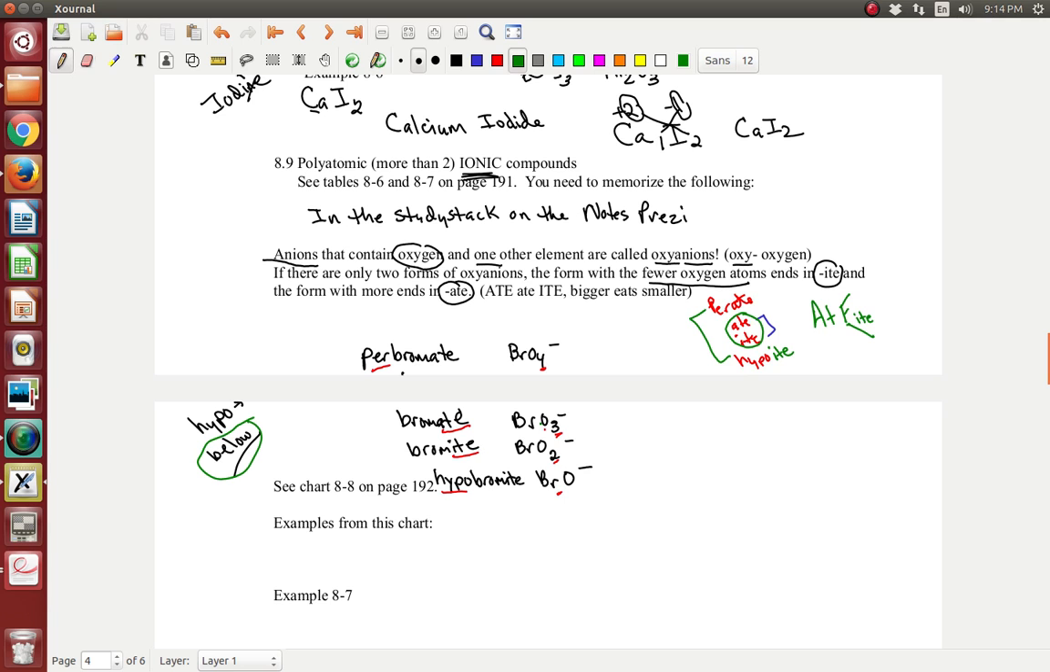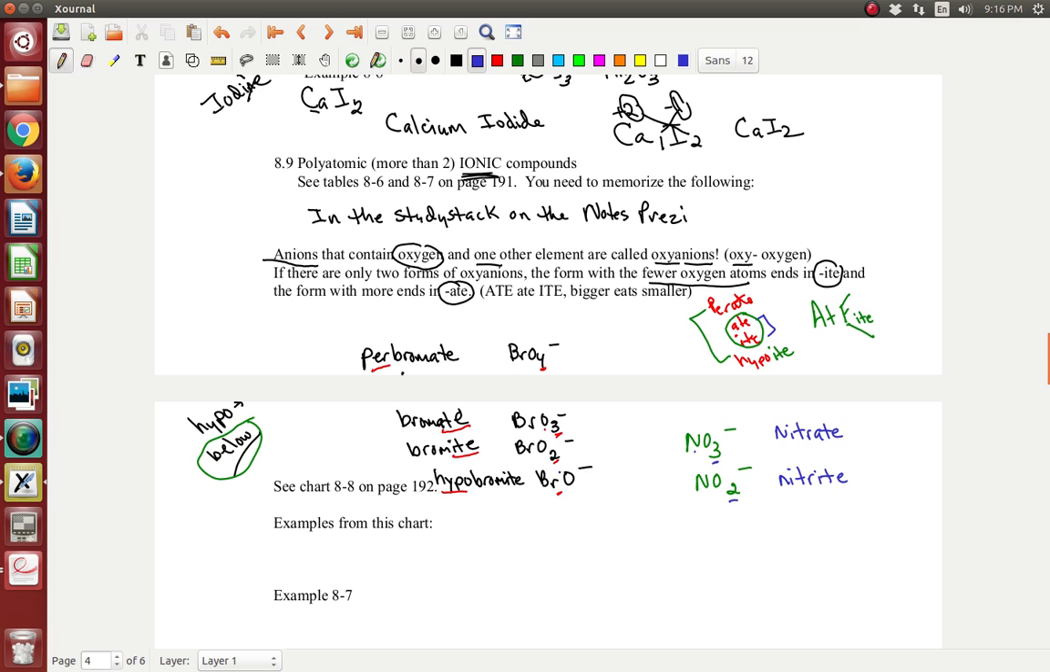Okay, I'm going to stop this and write a few more examples from the chart. Okay, I went and got these two. See if you can figure this out. This one has more, and this one has less, but there's only two of them. This is nitrogen, so it'd be nitrate. Ate, ate, ite, so this would be nitrite. Nitrate, nitrite. These are two of the ones you have to memorize, and these are four of the ones that we have to memorize as well.